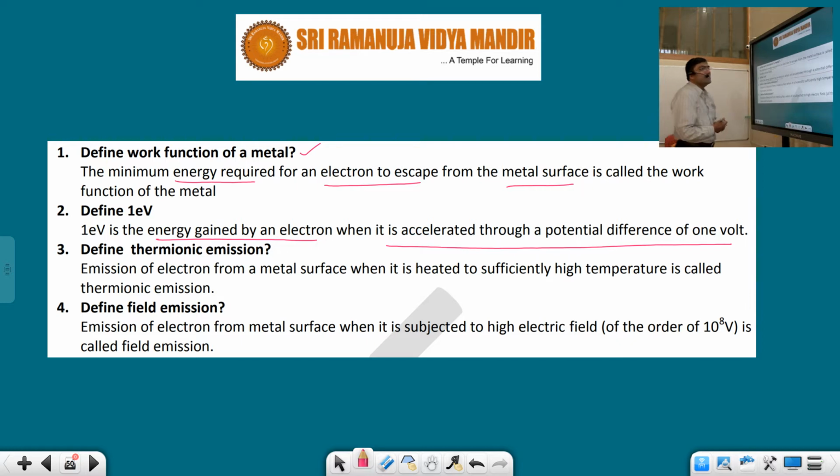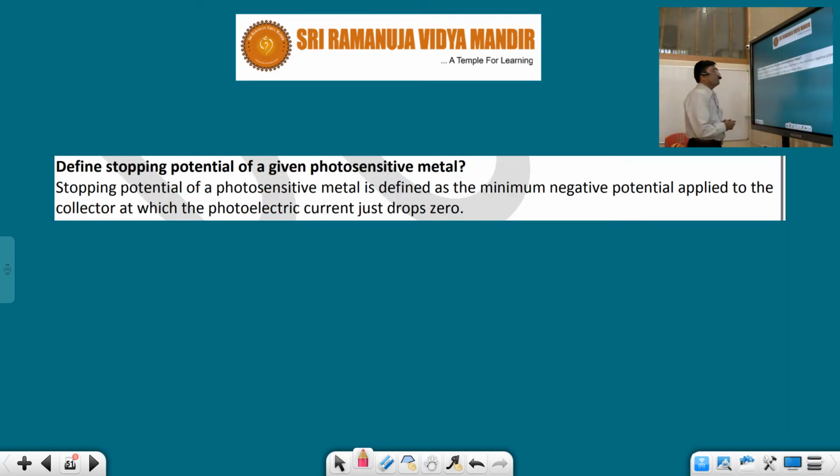Now, what is thermionic emission? Thermionic emission is when electrons are emitted at high temperature. What is field emission? Field emission is due to electric field. What is photo emission? It is due to light, emission due to quanta.